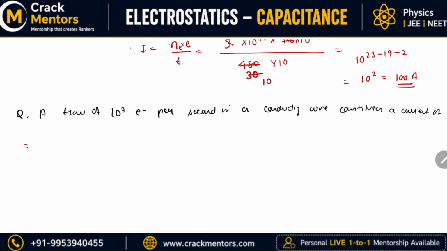Okay, I hope you have tried this. So the flow of 10 to the power 7 electrons. The number of electrons is given as 10 to the power 7. Per second means per unit time. So this is the value given here. Now you have to find how much is the current here.